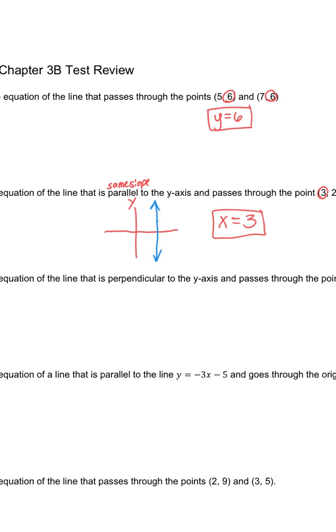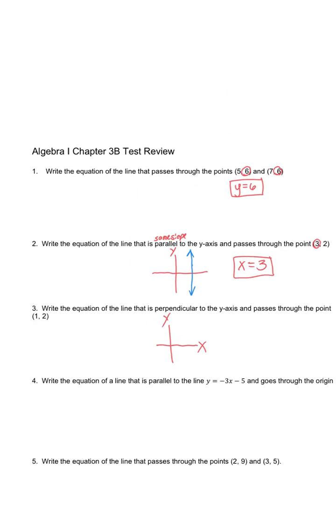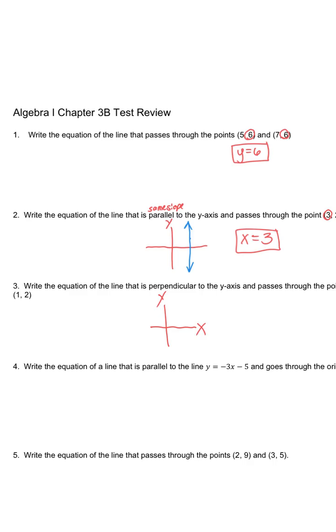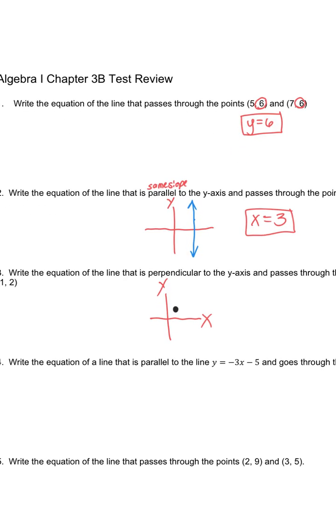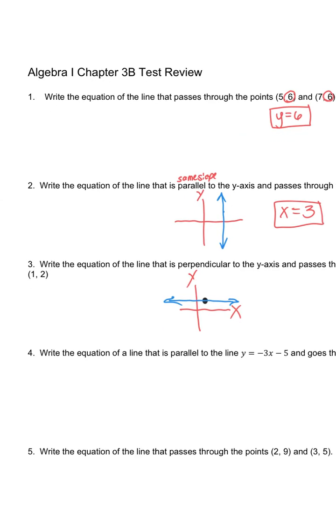Number 3, write the equation of the line that is perpendicular to the y-axis. So again, let's get our x and y-axis. This is our x-axis, that's our y-axis. We want a line that passes through the point (1, 2). So let's get our point (1, 2). And then we want a line that is perpendicular to the y-axis. That means it's going to cross the y-axis. Therefore, the equation of this line would be y equals 2. Why? Because again, it's crossing that y-axis, so right here would be y equals 2.